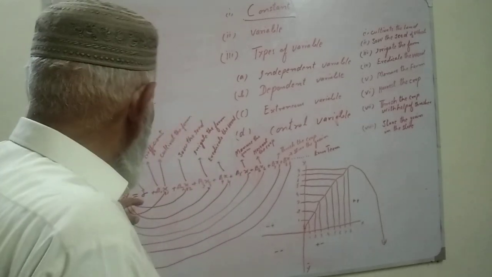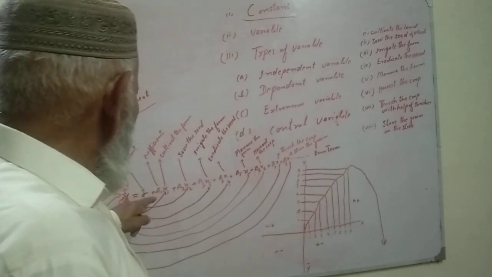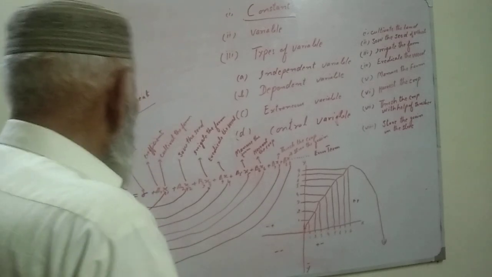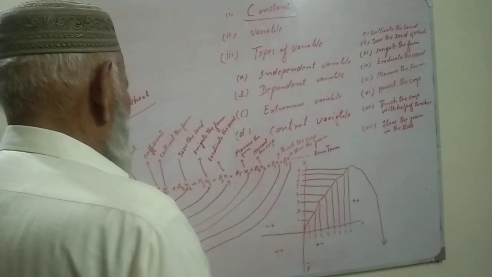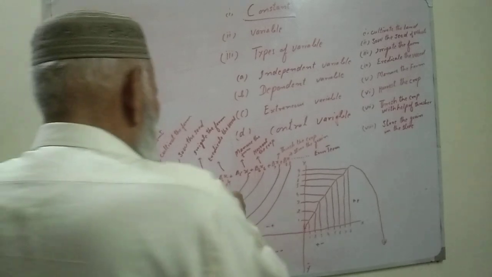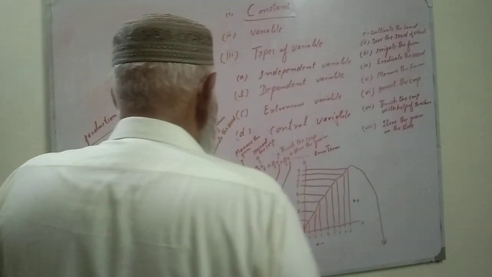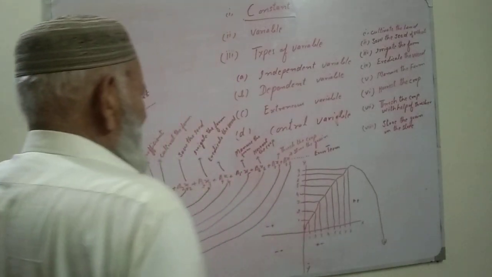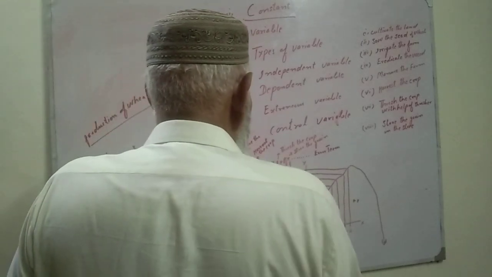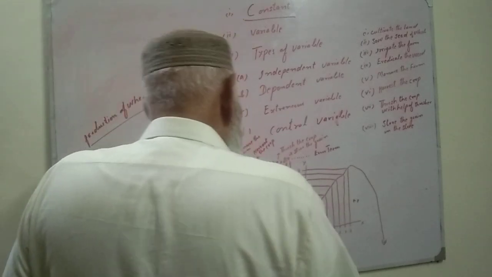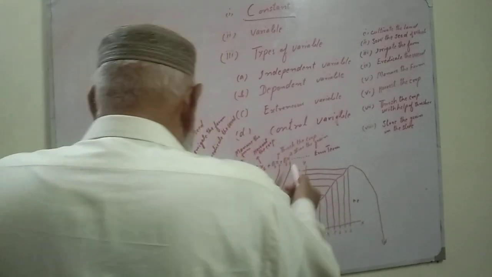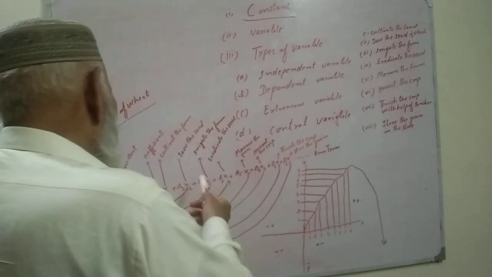So now you are clear. This is the constant, and B1 is the coefficient. B2 is also a coefficient. B3 is also a coefficient. B4 is also a coefficient. B5 is also a coefficient. B6 is also a coefficient. And B7 is also a coefficient. B shows the coefficient of the variable.